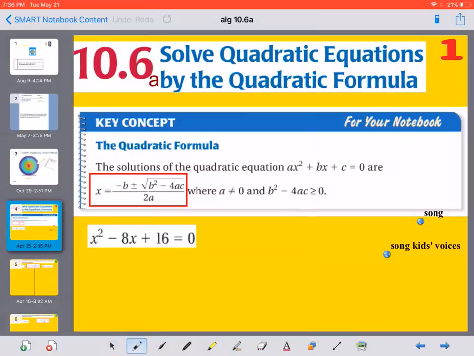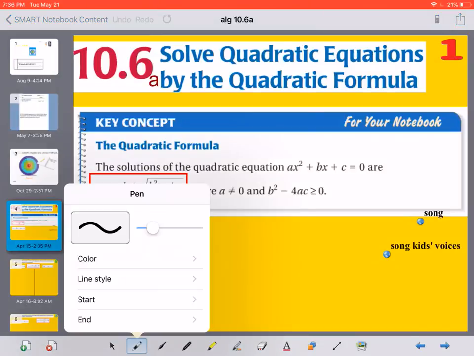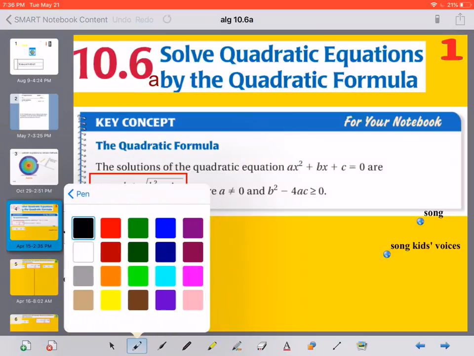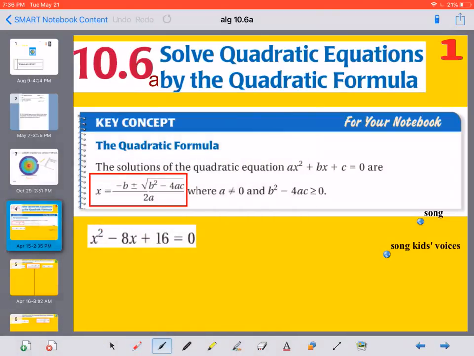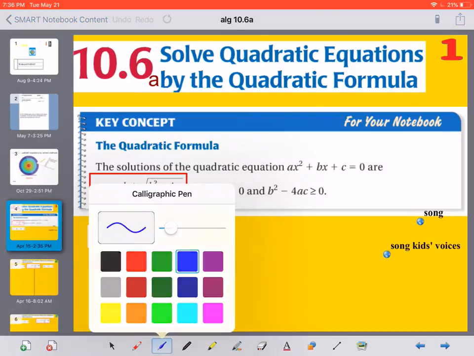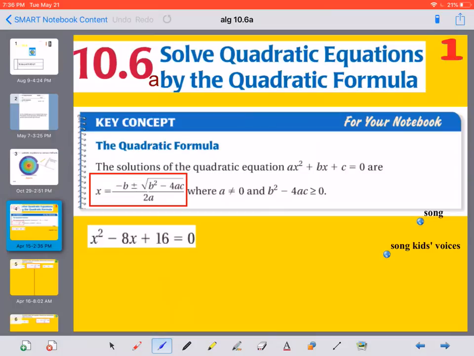Morning everyone. Today we are solving quadratic equations by using the quadratic formula. So the quadratic formula is something that you're probably going to see throughout your time in math.